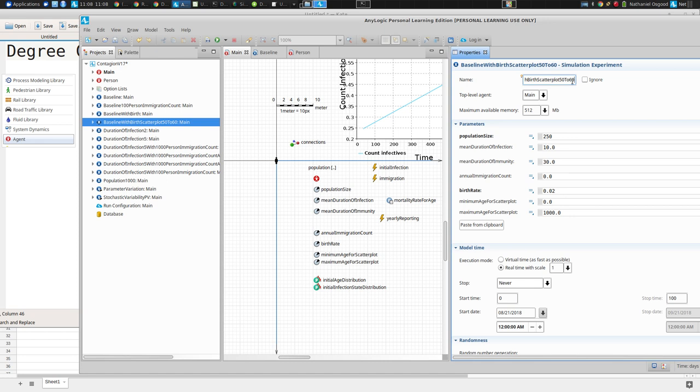And so how are we going to specify it to only show 50 to 60? Well, we'll say the minimum age from which we should show it is what? 50. And the maximum age is 60. Great. Okay, ladies and gentlemen, we're almost done.